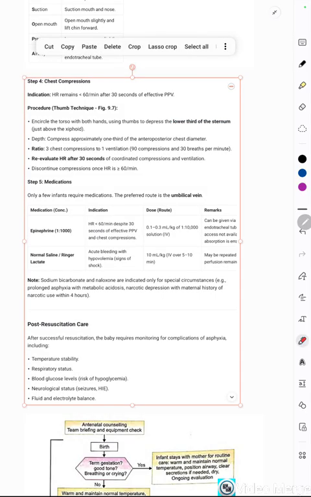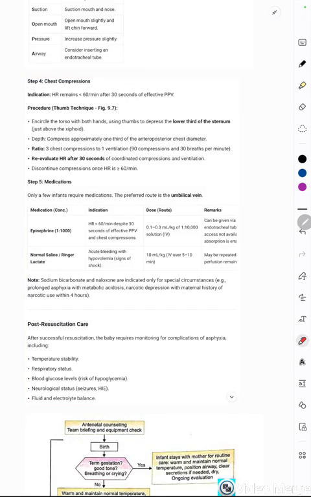The depth should be 1/3 of the anterior-posterior chest diameter, and the ratio is 3:1, 3 compressions to 1 ventilation. It should be done in a similar fashion: breathe, 1, 2, breathe, 1, 2. So you do a breath, and then on 1, 2 you follow only compressions. Then reevaluate the heart rate after 30 seconds.